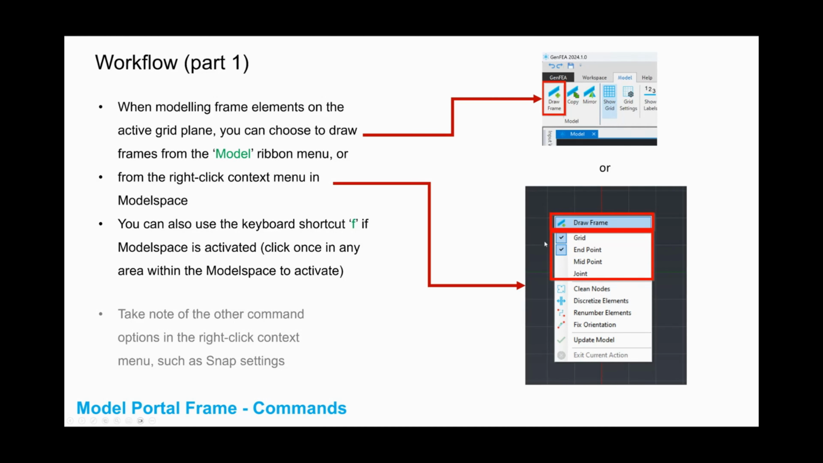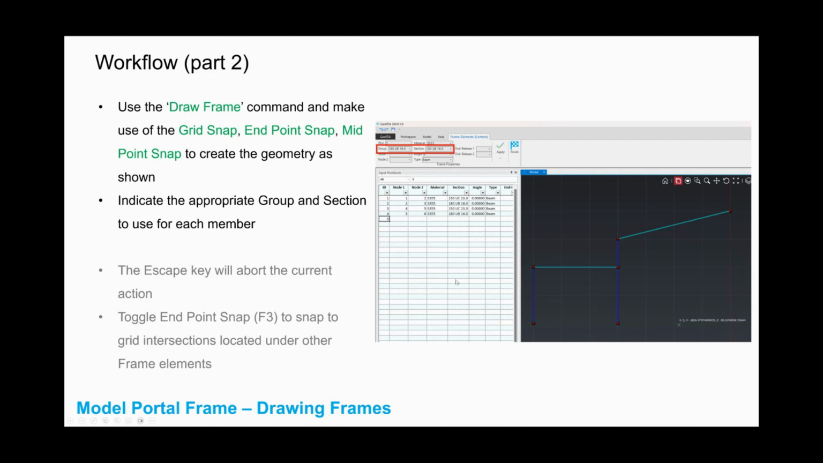From the right-click context menu in model space, you've also got some snap options such as grid, endpoint, midpoint, or joint. There's some tools that we'll be using for cleaning up nodes, discretizing elements, renumbering elements, fixing the orientation, and updating the model. So let's look at creating our first half of the portal frame structure. We're going to draw half of the portal frame because we're going to be working on that and then mirroring it across to not have to duplicate work.